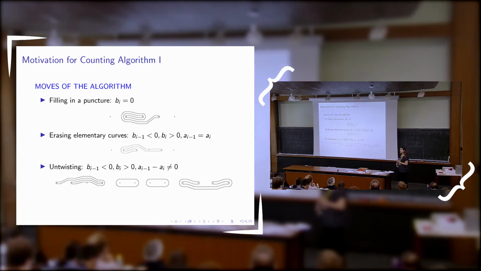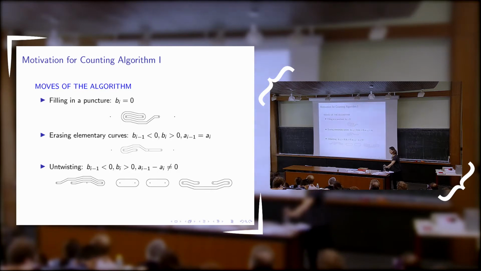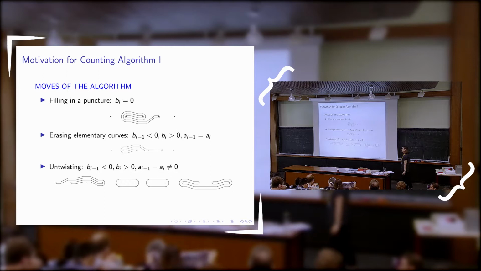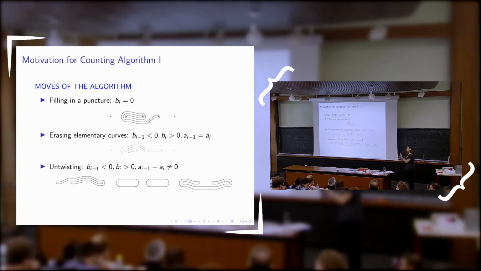Any questions about the moves? Can you say again which one you do? Because if there are several I where this untwisting is possible, then which one do you do? The biggest or the rightmost? I take the smallest I with BI greater than 0.